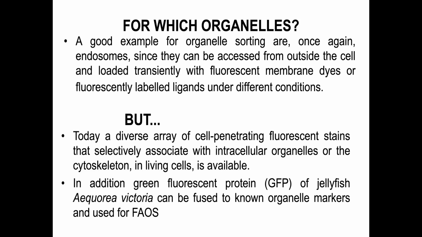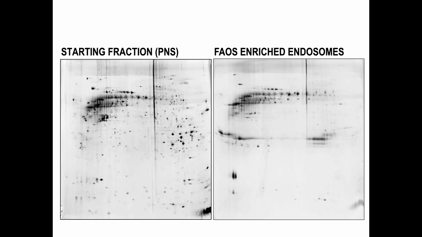There are dyes, for instance, that incorporate into mitochondria, like rhodamine 123, only when the membrane potential is intact, or they shift in color when the membrane potential is not intact. So you can sort active mitochondria from inactive mitochondria, and many, many more tricks you can play. And you can generate fusion proteins with GFP, YFP, and use them as organelle markers.